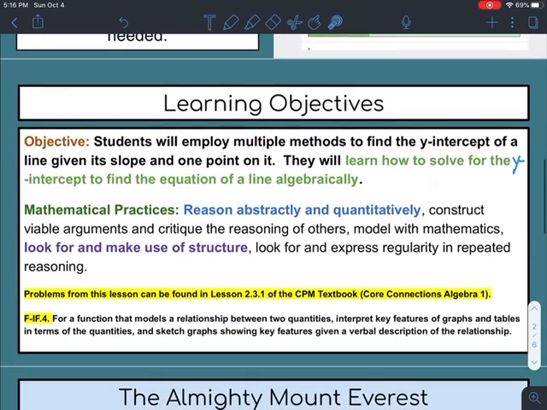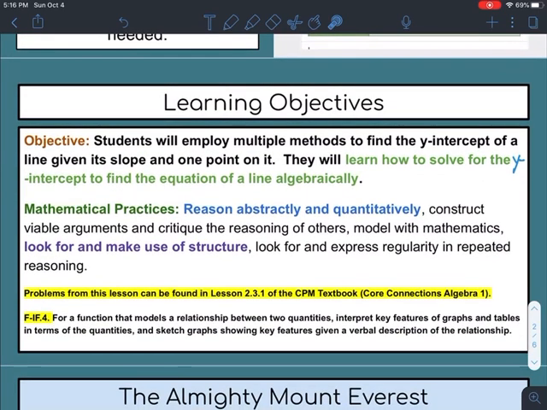So for the learning objectives of today's lesson, students will employ multiple methods to find the y-intercept of a line given its slope and 1 point on it. They will learn how to solve for the y-intercept to find the equation of the line algebraically.